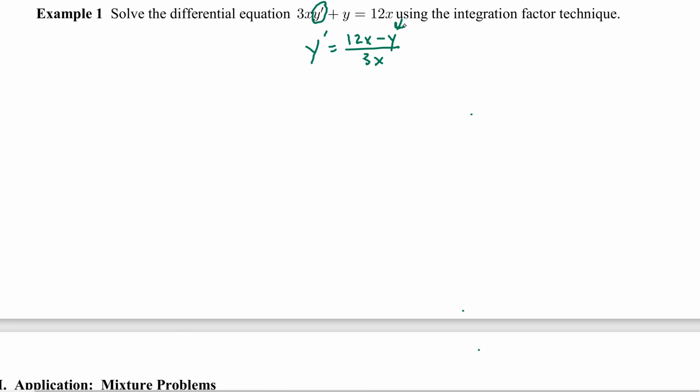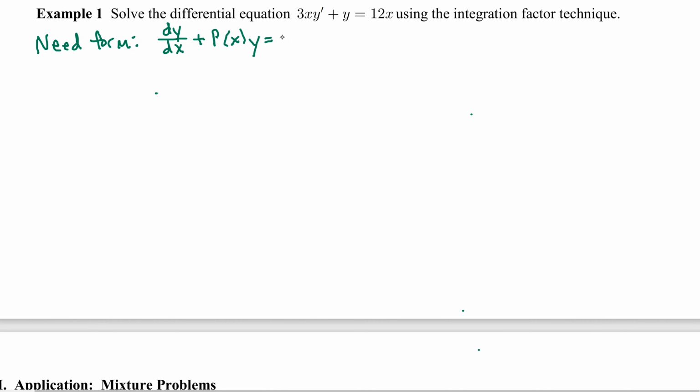So the two methods that we've learned so far do not apply, but we will be able to solve this one with the integrating factor technique. What's important to recognize about the integrating factor technique is that your original equation needs to be in the appropriate form. That appropriate form is the first derivative, dy over dx. Notice the coefficient of that first derivative is 1, plus some function of x times y equals some function of x. So we need to rearrange our equation to get it in this form.